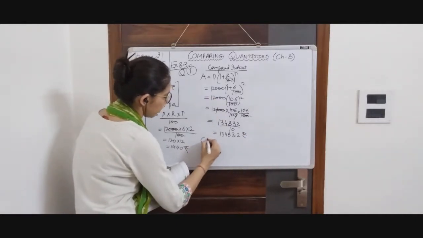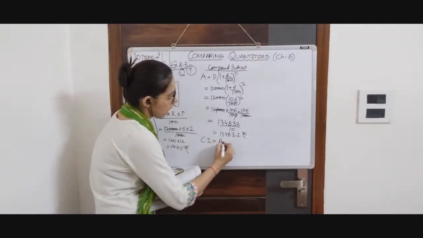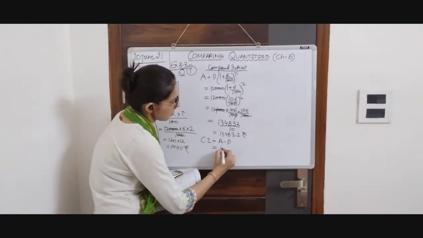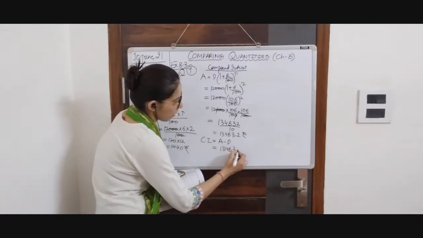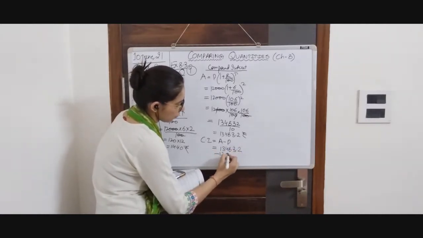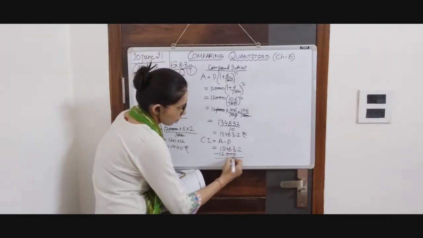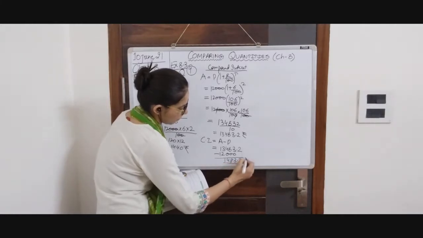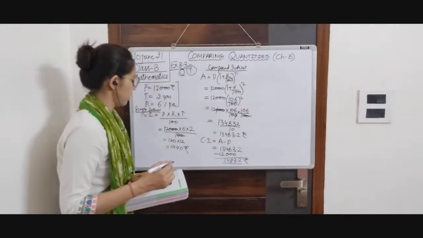We still have to calculate the compound interest, which will be equal to amount minus principal, that is 13,483.2 minus 12,000, which will be equal to 1483.2 rupees.